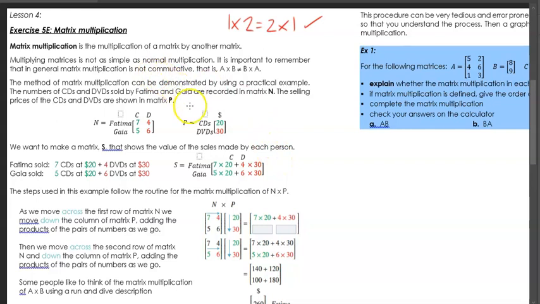But when it comes to matrix multiplication, what we do with this is to just write this straight away into one line for matrix S. We do this again for Gaia.